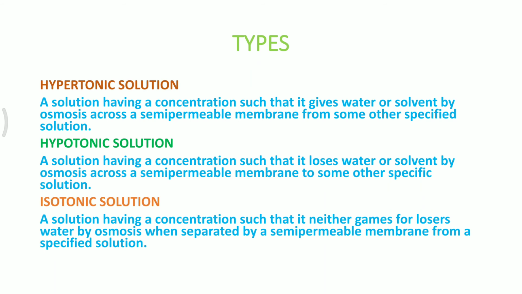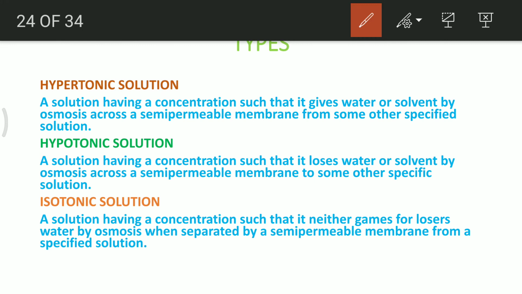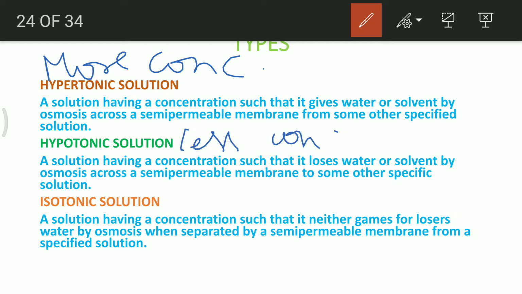We have three types of solutions for this. One is a hypertonic solution. In simple terms, hyper means more, so a more concentrated solution. Think about sugar for understanding: a more concentrated solution because of a high amount of sugar within it. Hypotonic means less concentration of sugar, whereas in an isotonic solution an equivalent amount of sugar is present on both sides.